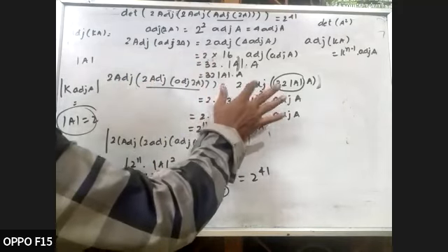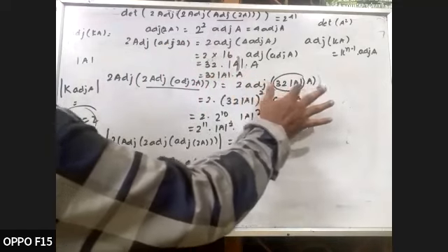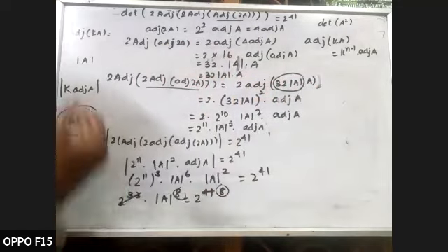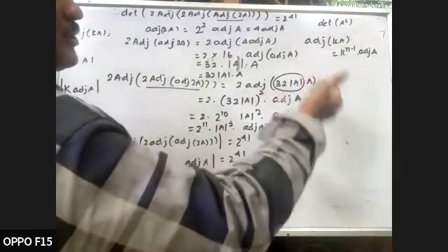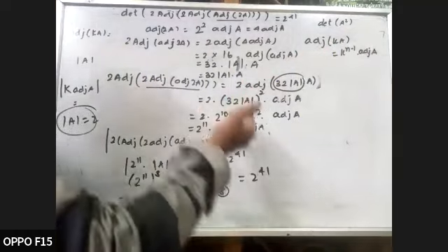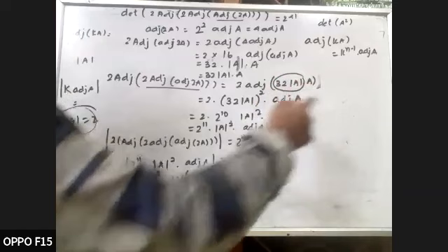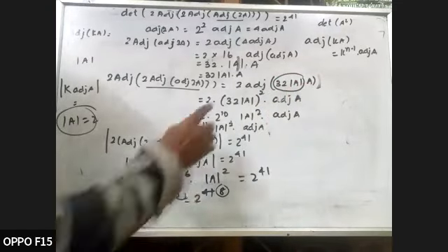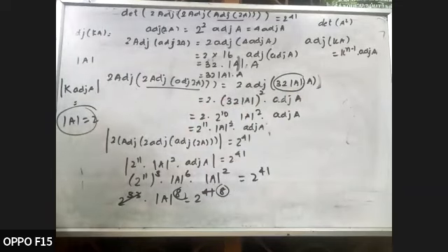I can write this as 2 into adjoint of this value, 32 determinant of A into A. Now once again the adjoint of A formula. The adjoint of A is equals to adjoint of k into A. That is what you are saying: 32 into determinant of A whole power 2 into adjoint of A. Okay? Now if you square this, 32 squared, 32 is 2 power 5, when squared it is 2 power 10 determinant of A square into adjoint of A. Finally we get 2 power 11 determinant of A the whole square into adjoint of A.